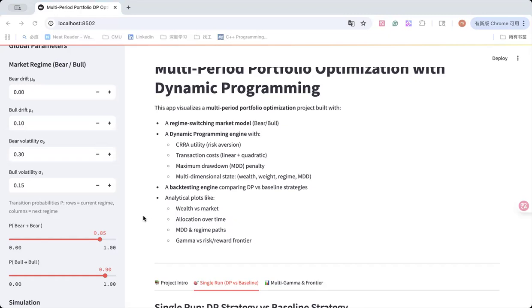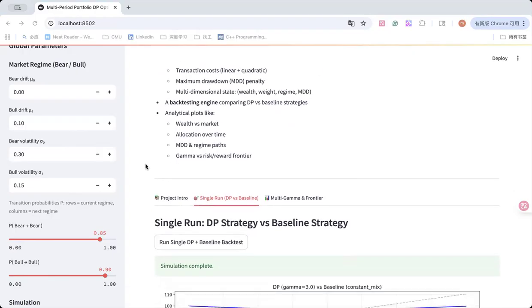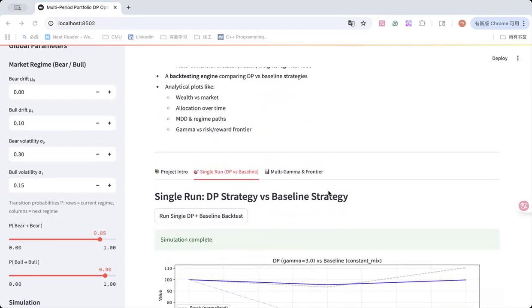Everything is wrapped in this Streamlit app. On the left, I have controls for the market model, the dynamic programming settings, and the backtest parameters. And on the right, I show explanations and all the plots generated by the engine.